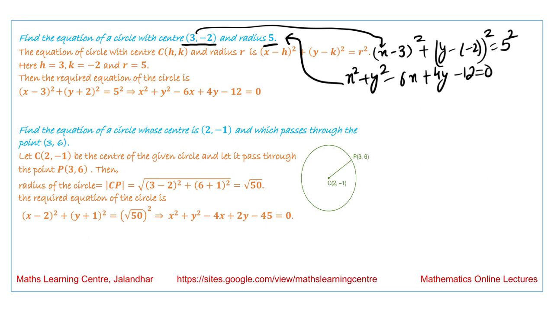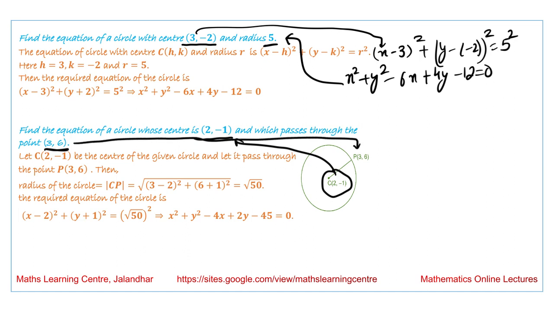Next is: find the equation of the circle whose center is (2, minus 1) and which passes through the point (3, 6). The radius is not known over here, but what we know is the center is given and it is passing through the point (3, 6). So by the distance formula we can calculate the radius, the distance between these two.